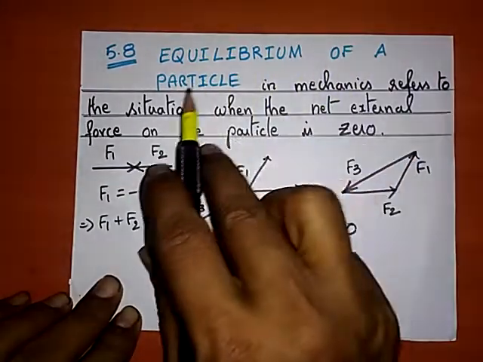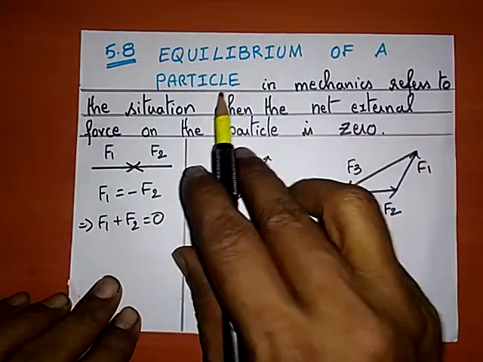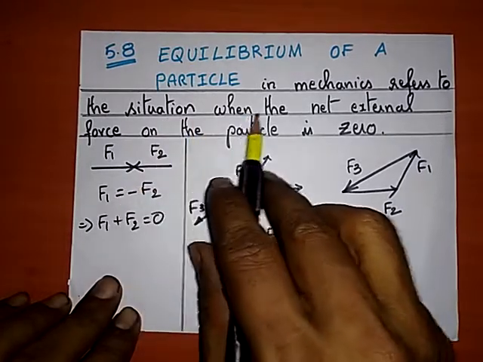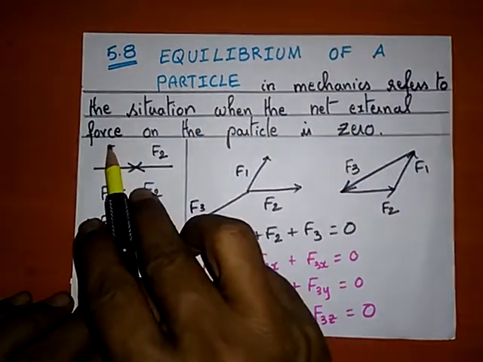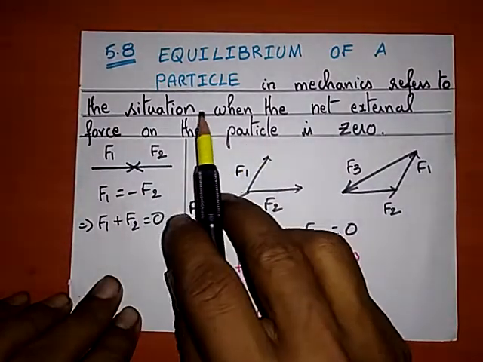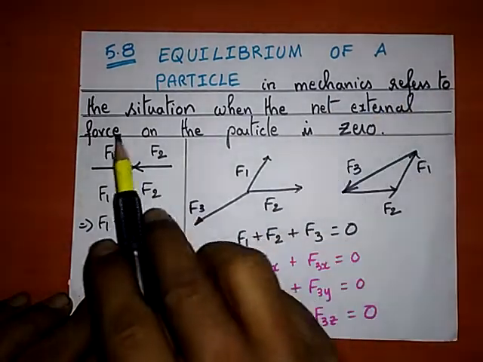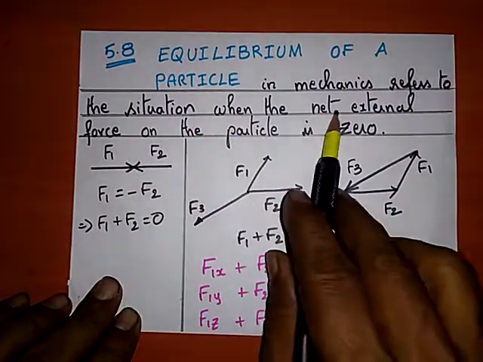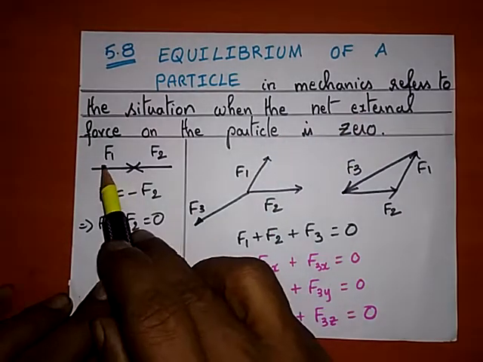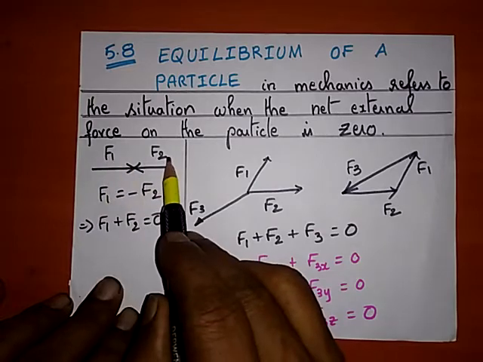So the basic definition is: the equilibrium of a particle in mechanics refers to the situation when the net external force on the particle is zero. Once again I repeat, equilibrium of a particle in mechanics refers to the situation when the net external force on the particle is zero. First we will consider two forces, force 1 and force 2.